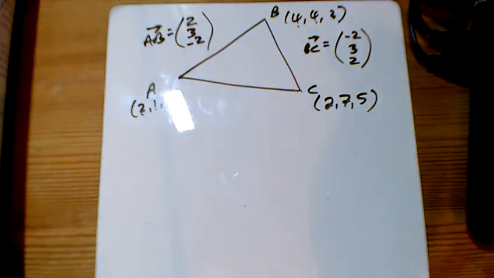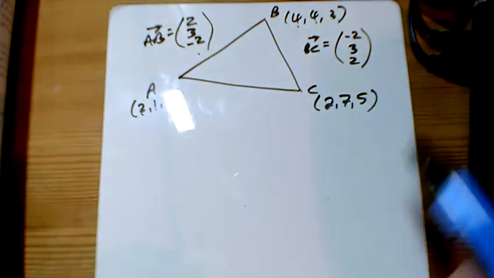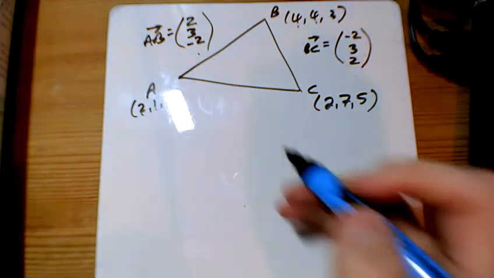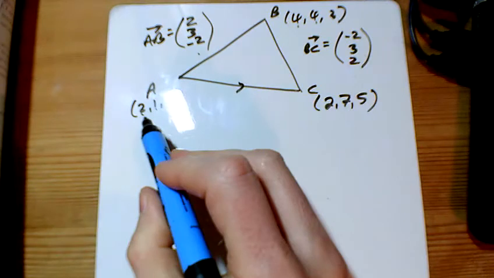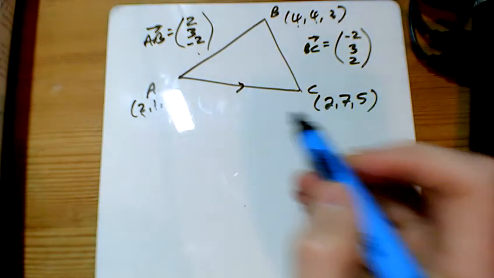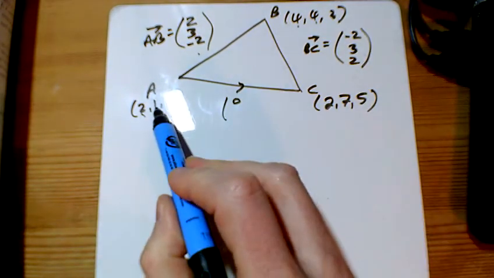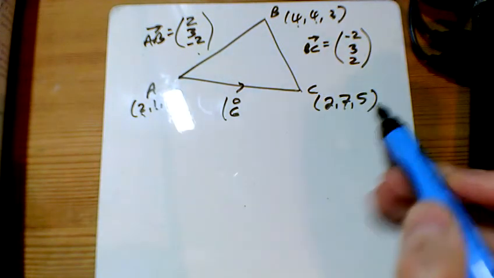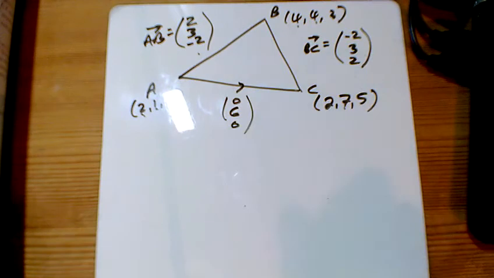Now, I don't really need to do a lot of maths here to actually spot that these two are both going to be the same because they've virtually got the same numbers, just some negatives there. Let's do A to C as well. A to C is from 2 to 2, so that's 0, from 1 to 7, so that's 6, and from 5 to 5, so that's 0.